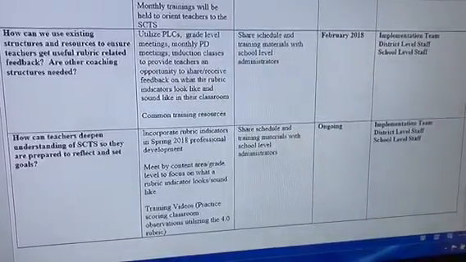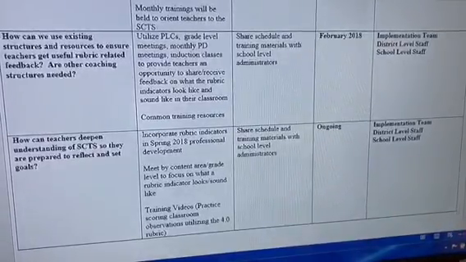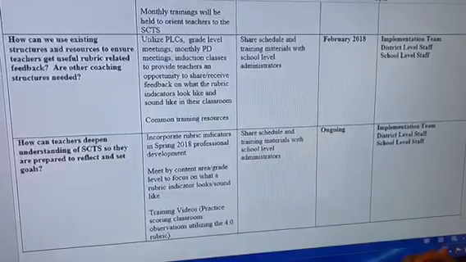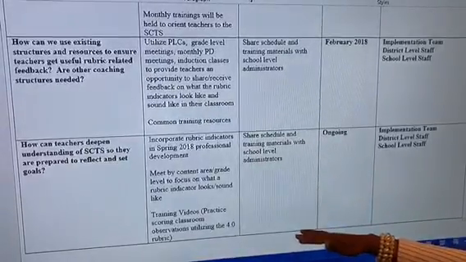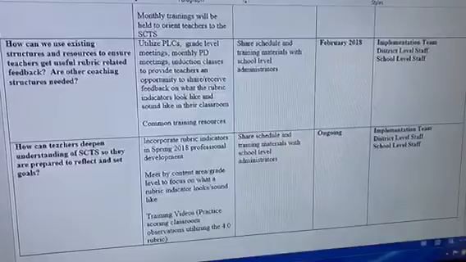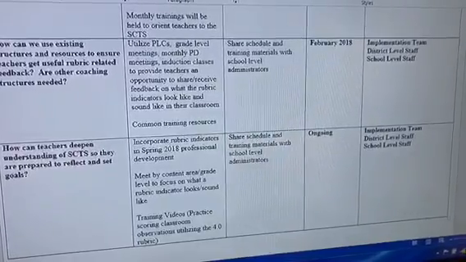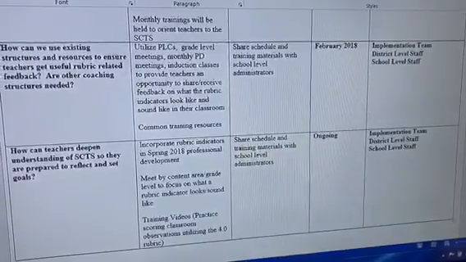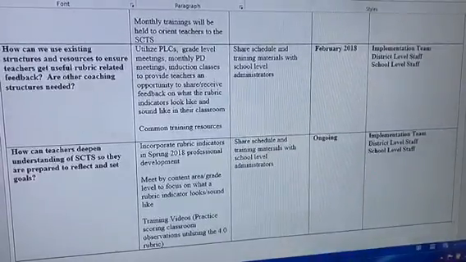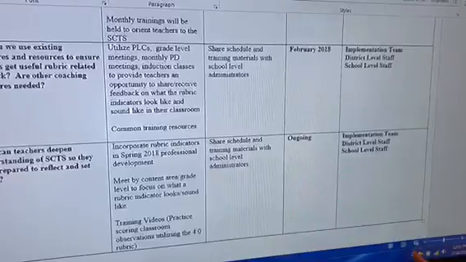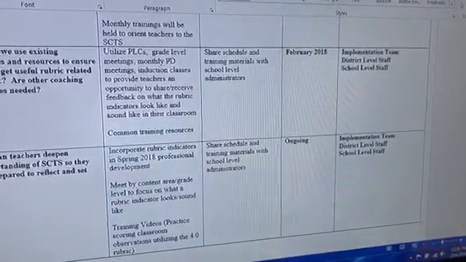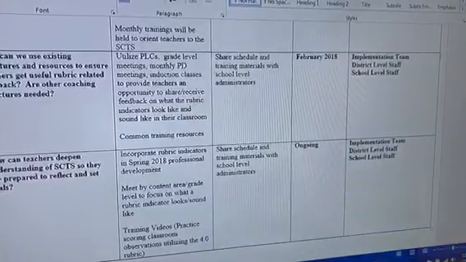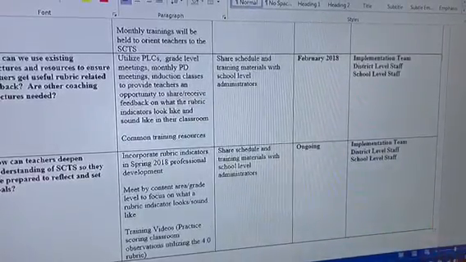And of course, we talked about that we can make sure that we've embedded it in our spring 2018 professional development. And then we even said you can break it down a little bit further, and you can meet with your teachers by content area, grade level, to focus on what the rubric indicator looks like and sounds like in the classroom. And then of course, practice using the training videos. And I have plenty that I can push out to the schools. And of course, we will continue to share that schedule and training materials with you, and that process is ongoing.